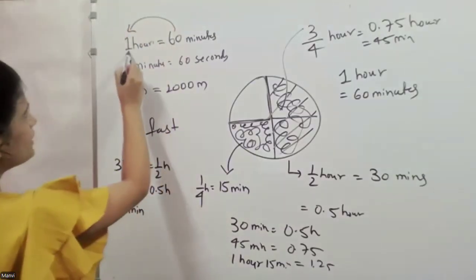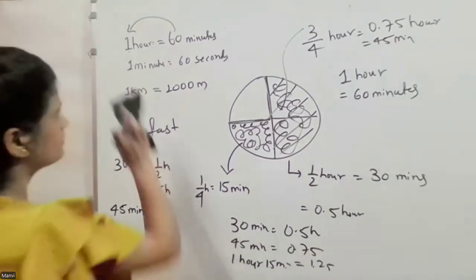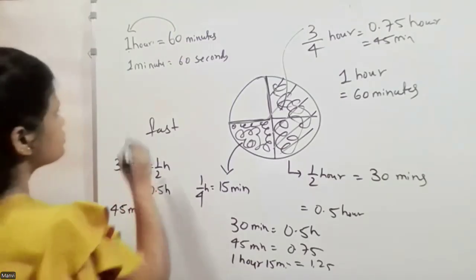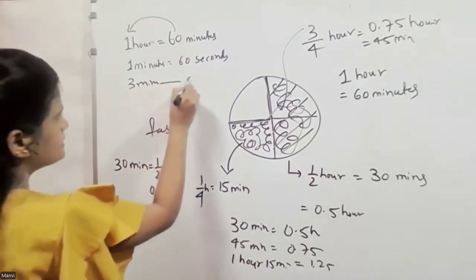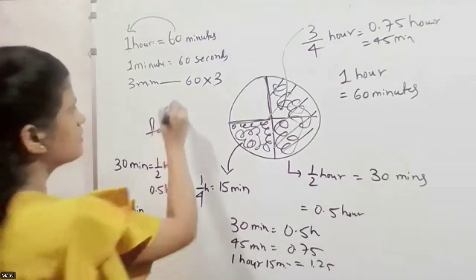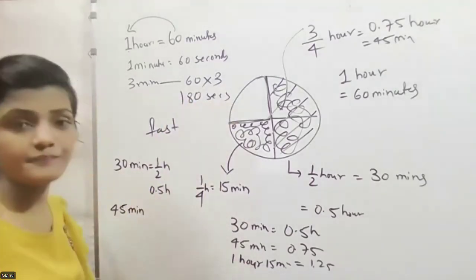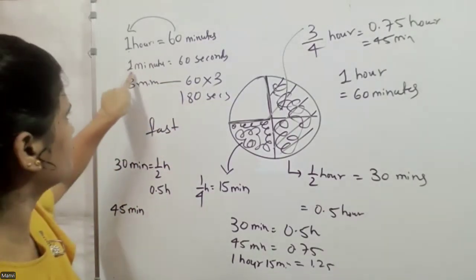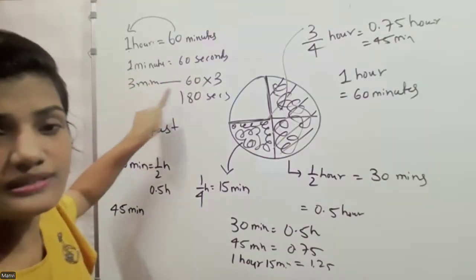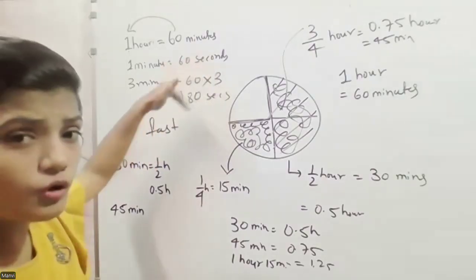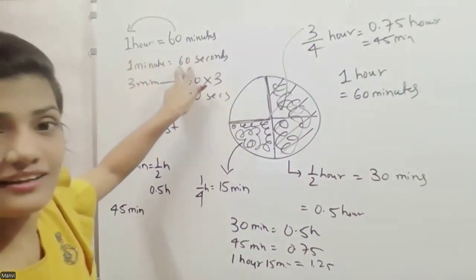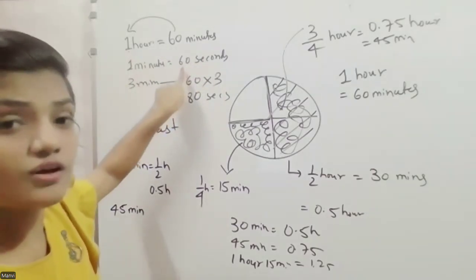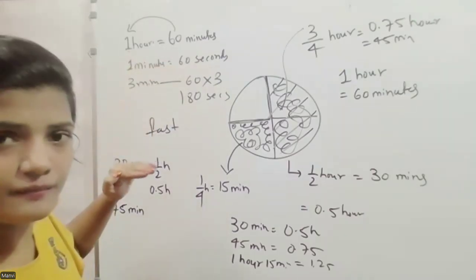Okay. You know that 1 hour equals 60 minutes, right? And 1 minute equals 60 seconds. So 3 minutes equals 60 times 3, which is 180 seconds. If we need to go back, we know that 60 seconds equals 1 minute. So 1 second equals 1 divided by 60. Okay.